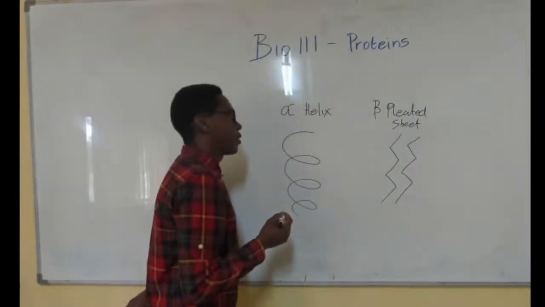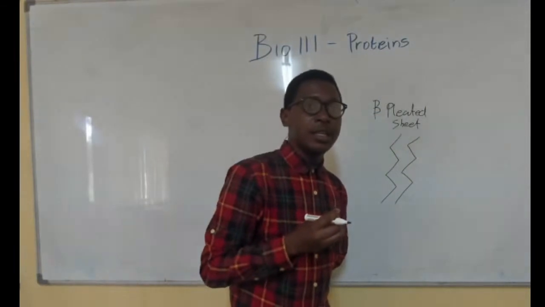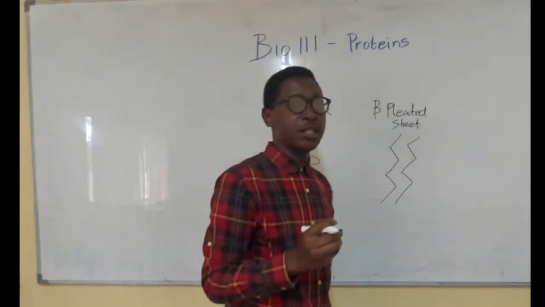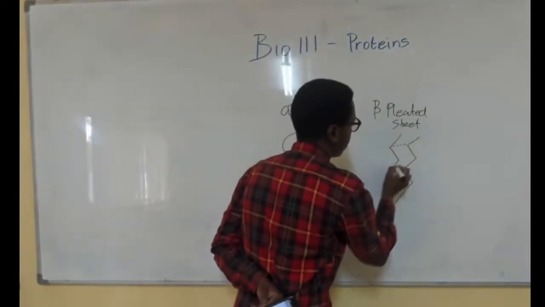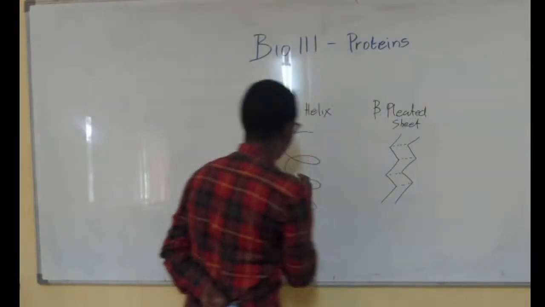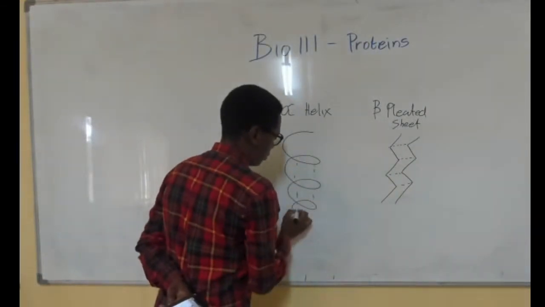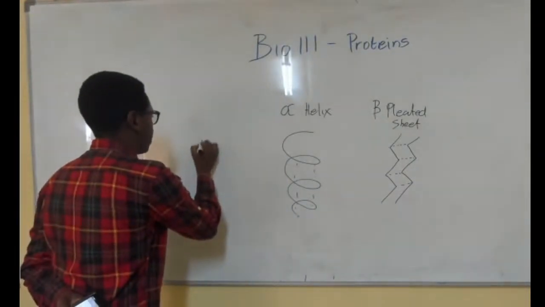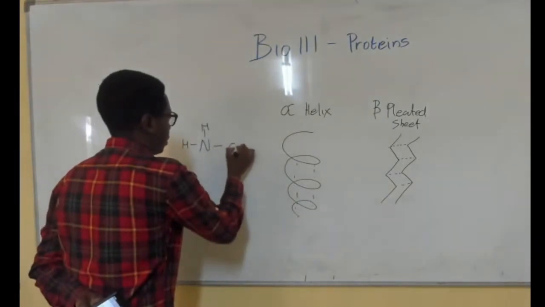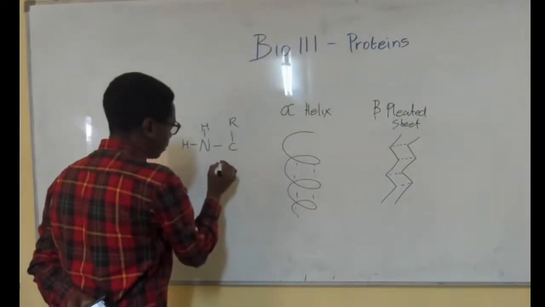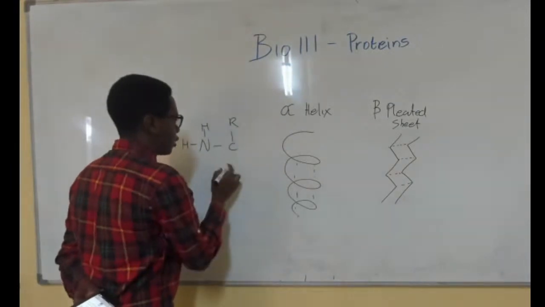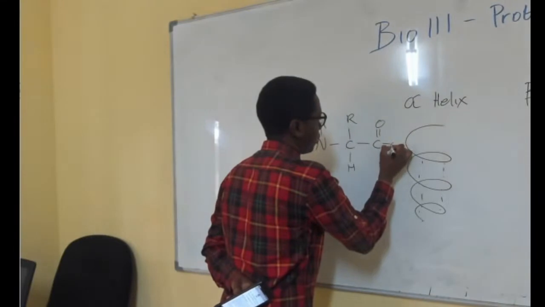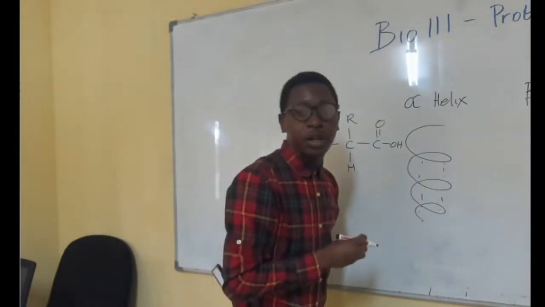So we saw that the secondary level of structure is basically possible because of interaction of the backbone. There's no interaction of the side chains here. The backbone will form hydrogen bonds with each other, either within the same molecule or between molecules. If you remember the general formula of an amino acid, we have the alpha carbon in the middle, which is connected to a side chain and a hydrogen, then we have a carboxyl group. Yes, so this is the basic formula of an amino acid.